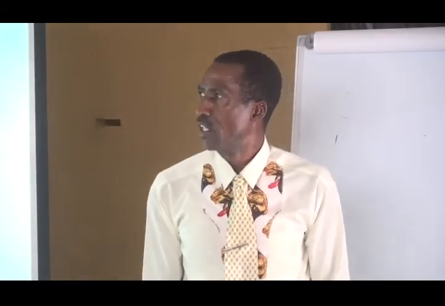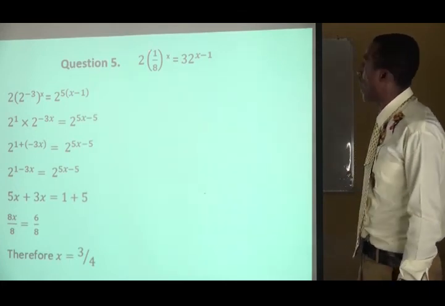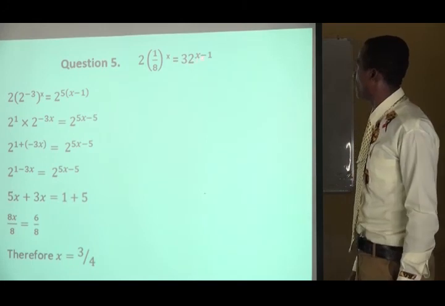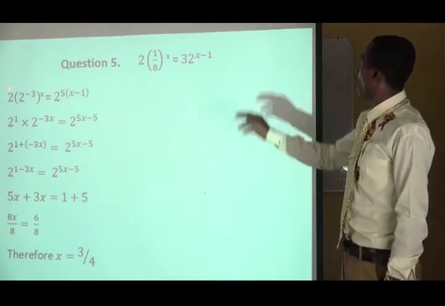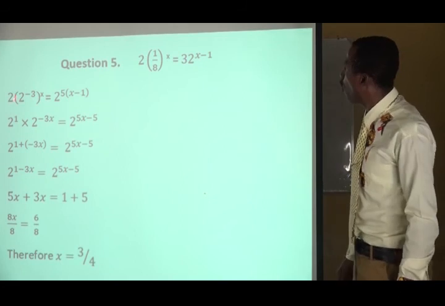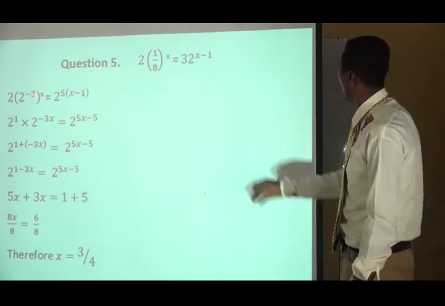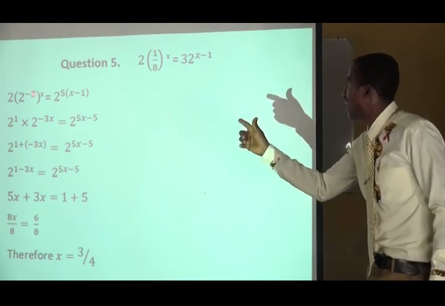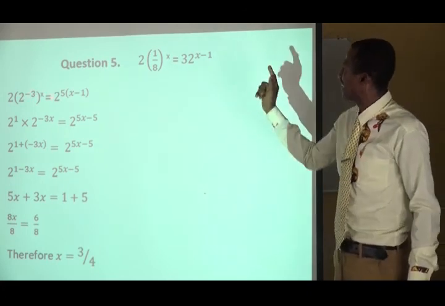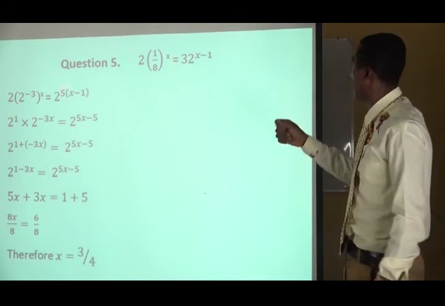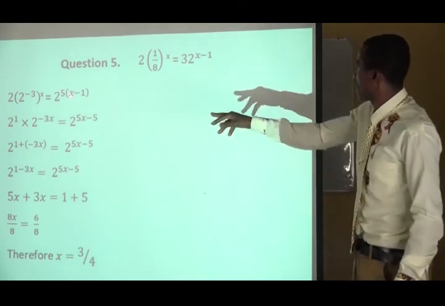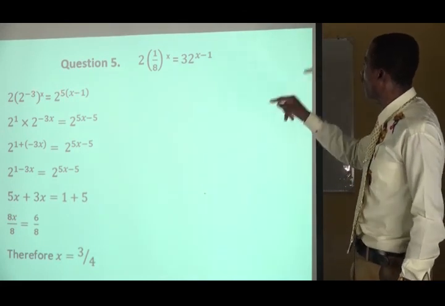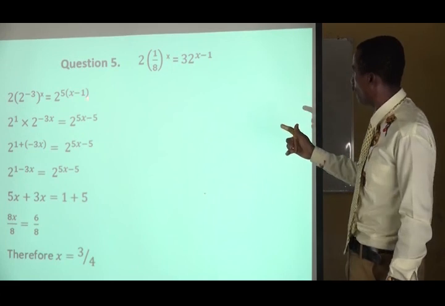Question number 5. 2 into 1 over 8 to the power of x equals 32 to the power of x minus 1. Now, it can be written as 2 into 2 to the power of minus 3, because 1 over 8 can be written in inverse form as 2 to the power of minus 3, then multiplied by power x. Then 32 can be written in index form as 2 to the power of 5. So that gives us 2 to the power of 2 into 2 to the power of minus 3 times x equals 2 to the power of 5 into x minus 1.